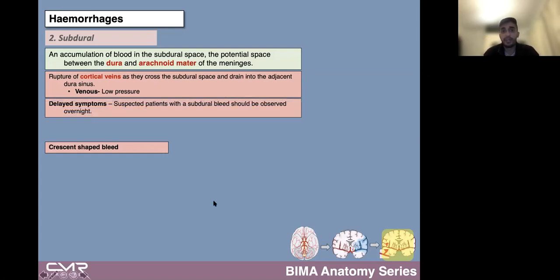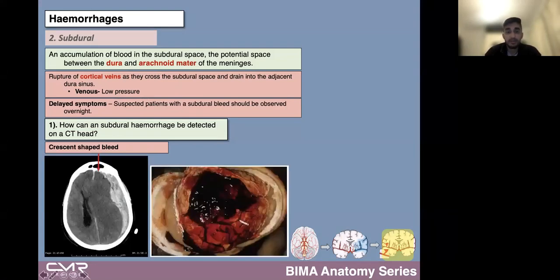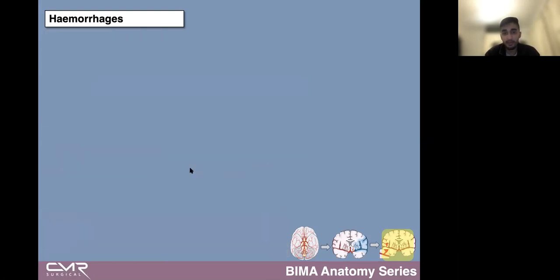Therefore, there are delayed symptoms, which means suspected patients with a subdural bleed should be observed overnight because it takes a few hours before the symptoms kick in. So how can a subdural hemorrhage be detected? As already seen on this PowerPoint, it's a crescent-shaped bleed. Here we have a CT scan of the head, and we can see a characteristic crescent shape. We also have an autopsy of the patient with accumulation of blood above.